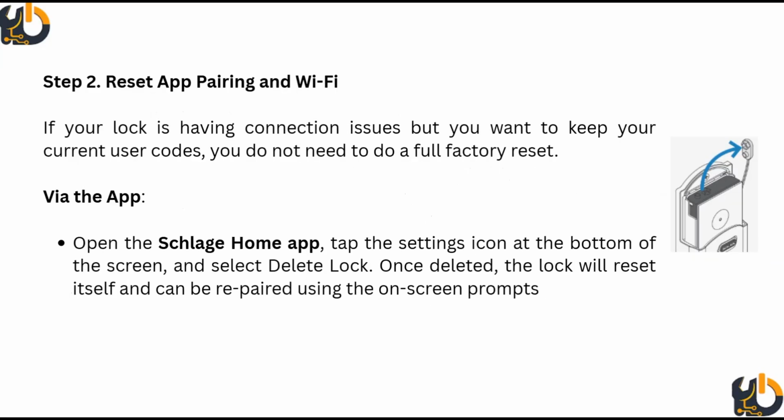Step 2. Reset app pairing and Wi-Fi. If your lock is having connection issues but you want to keep your current user codes, you do not need to do a full factory reset. First, via the app. Open the Schlage Home app, then tap the settings icon present at the bottom of the screen. From there, select Delete Lock. Once deleted, the lock will reset itself and can be repaired using the on-screen prompts.